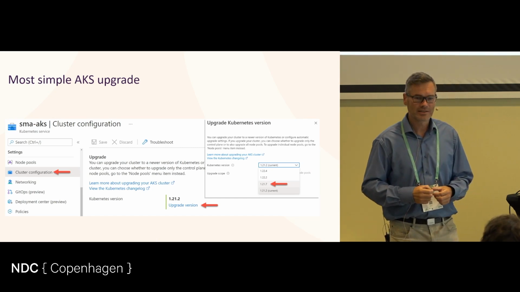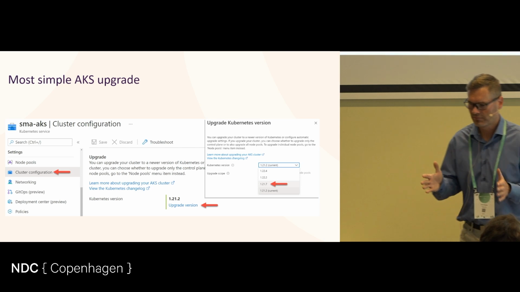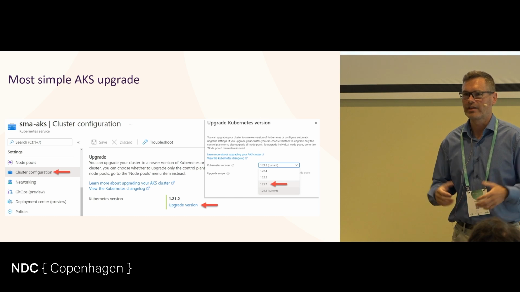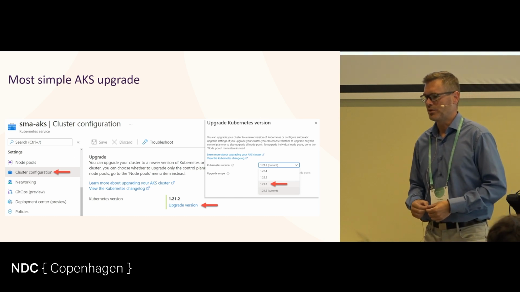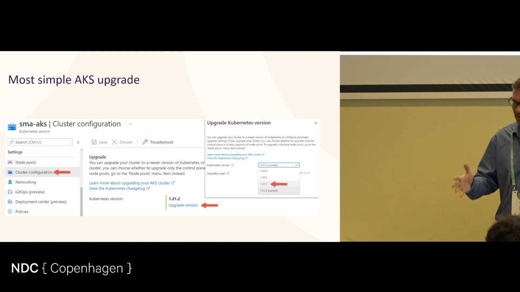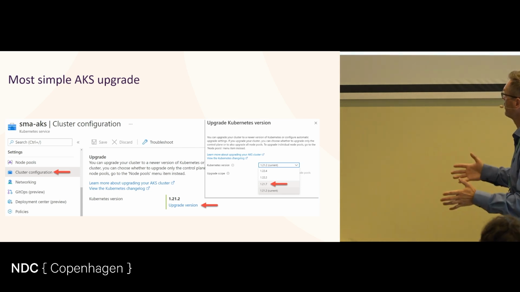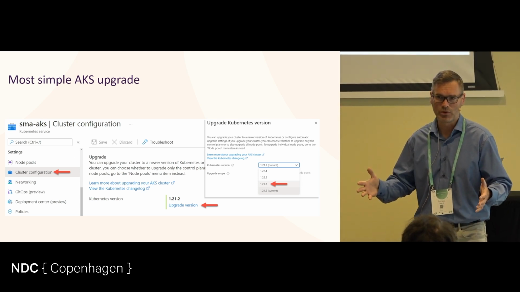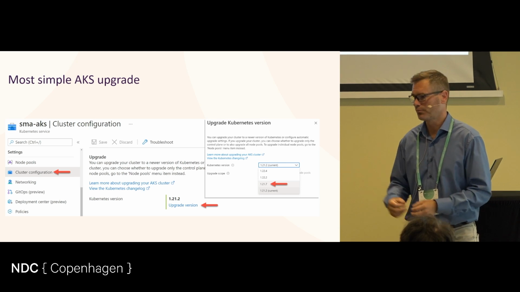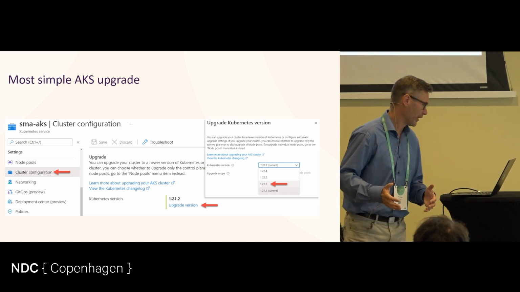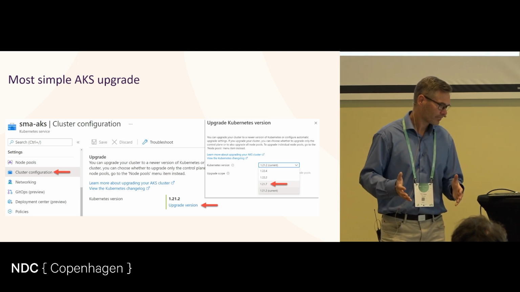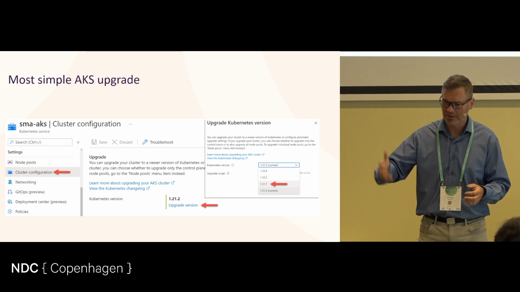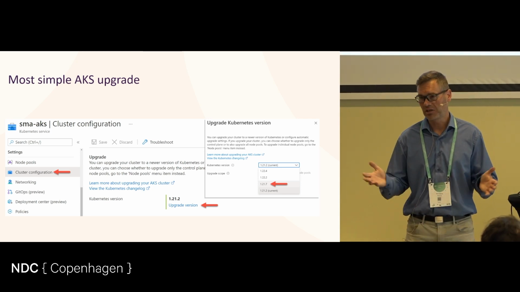So the first one is the simplest one. That's the one that we did super naively at that time. We went into the portal and we searched for our AKS cluster and to the configuration part, and then we just click upgrade and then select the version that we want. That's how it works. It's super simple and you can't do really anything wrong. One node pool, one node after the other is just upgraded and you just wait it out until what happens.